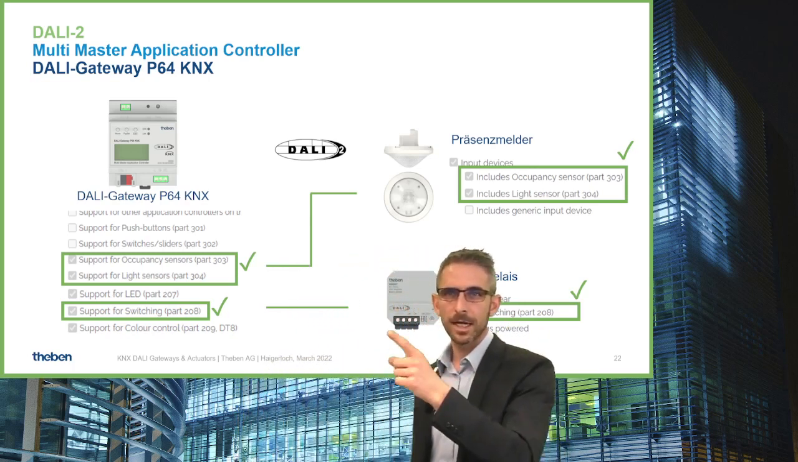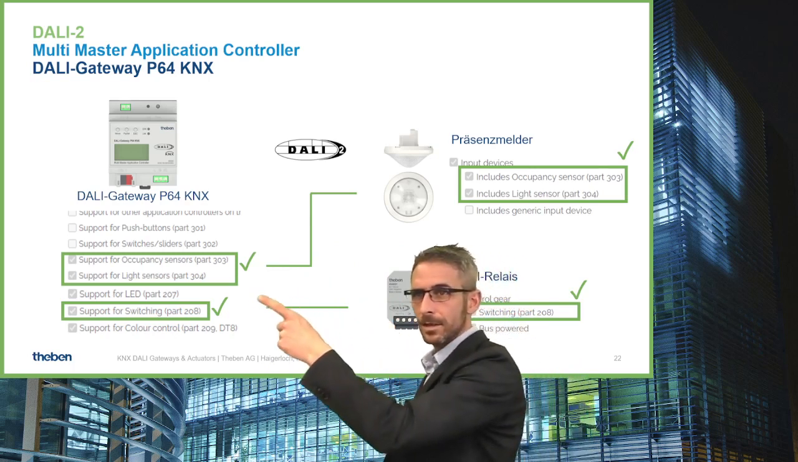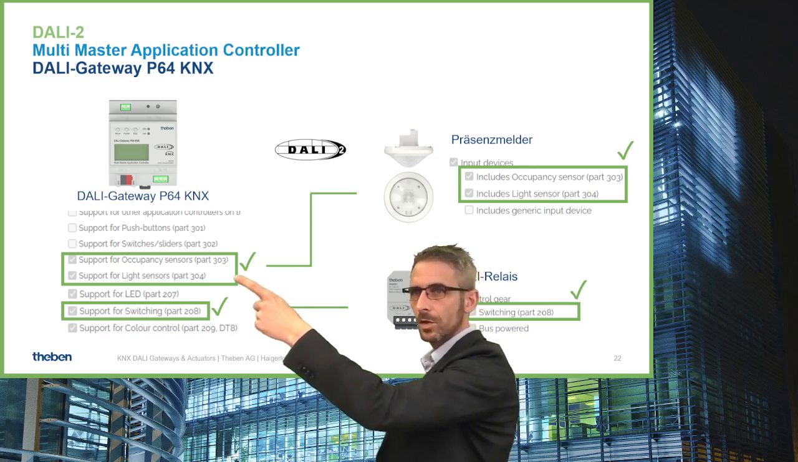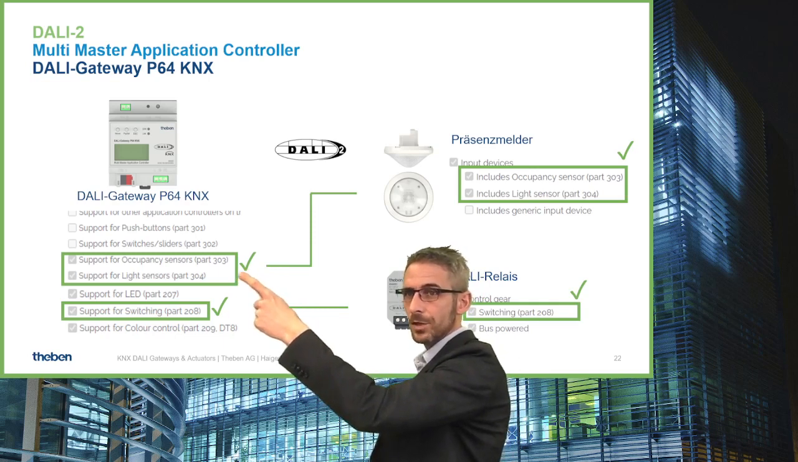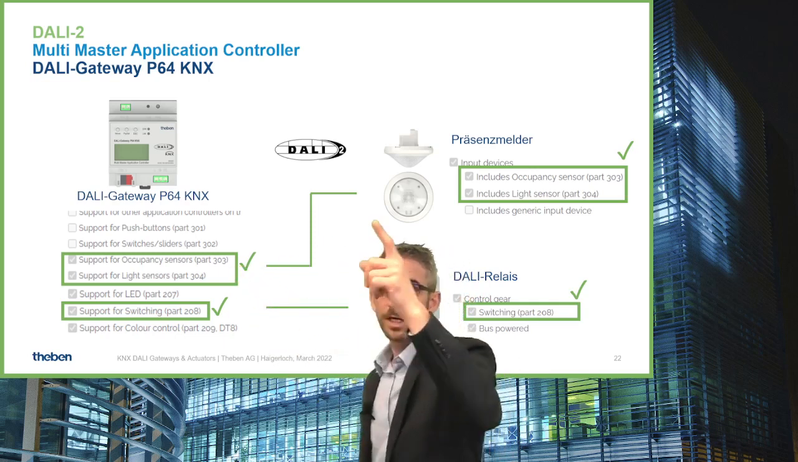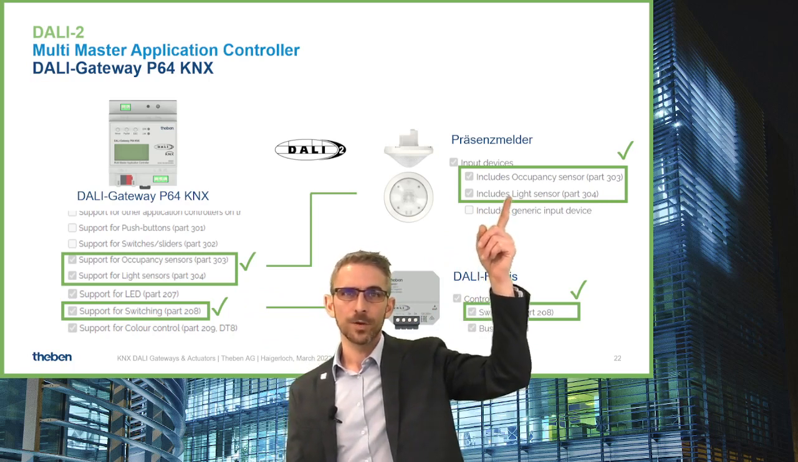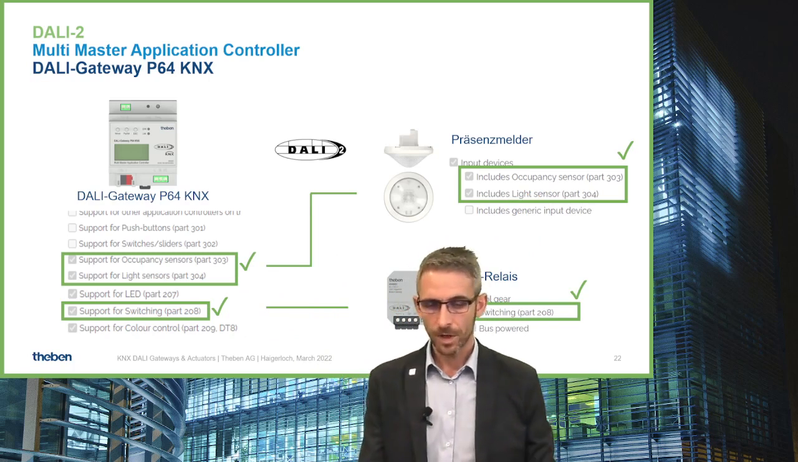We can connect the DALI relay to the DALI gateway. And we also can see that the DALI Gateway P64, because it is a multi-master application controller, supports the motion detectors and brightness sensors, which are part 303, 304. And the same, for example, with a presence detector from our range. They are also following the 303 and 304 standard.